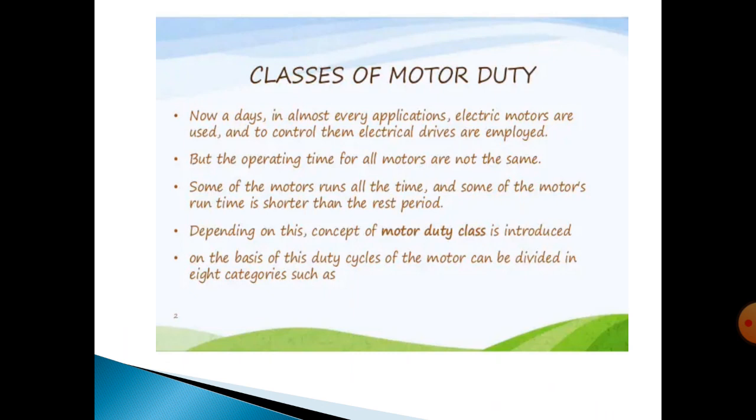Nowadays, almost every application runs on electrical motors, and to control each and every electrical motor, electrical drives are very important. But the operating time for all motors is not the same. Some motors run all the time with no rest period, and for some motors the run time is shorter than the rest period. This is called classes of duty. The duty cycle of a motor can be divided into 8 categories. We will discuss them one by one.